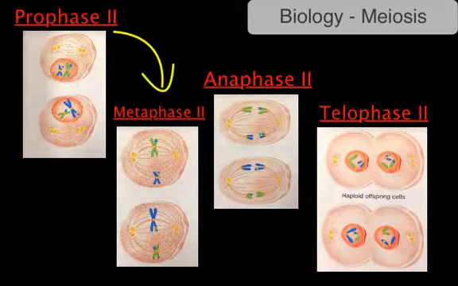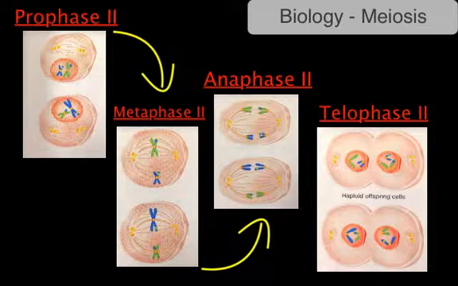Okay, in metaphase 2, we see the chromosomes line up along the equator again, and they're again having the spindle fibers attached to the centromeres. So we've actually got the homologous chromosomes lining up along the equator, and now the spindle fibers attached to the centromeres of those homologous chromosomes.